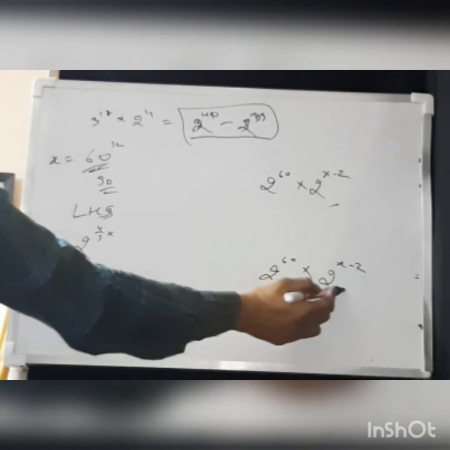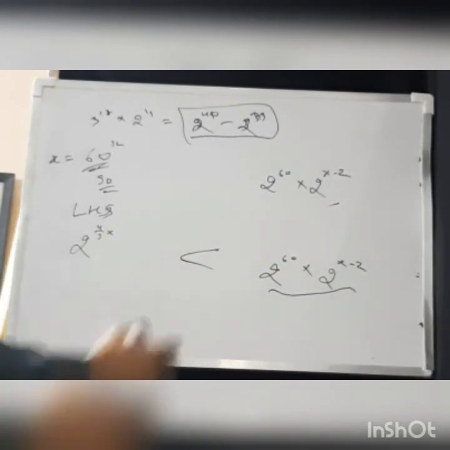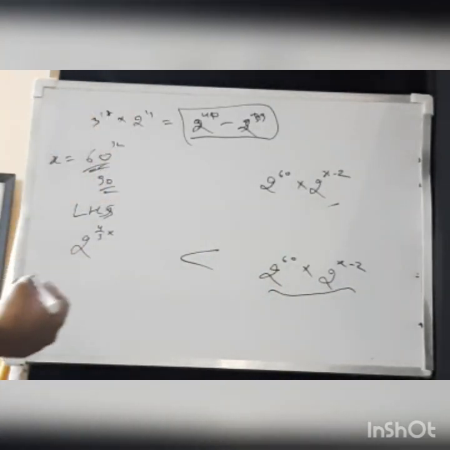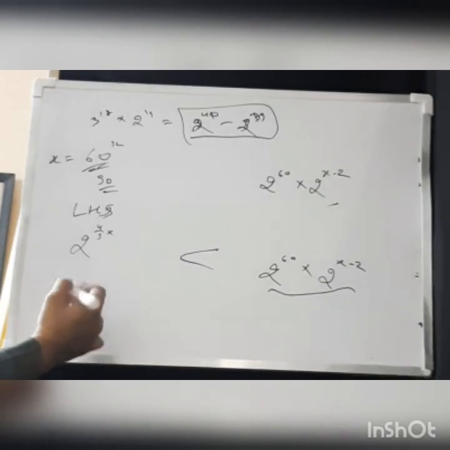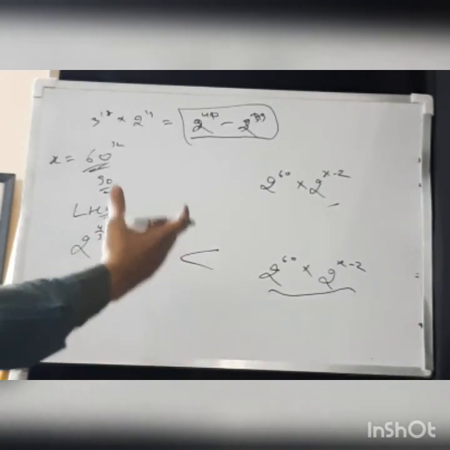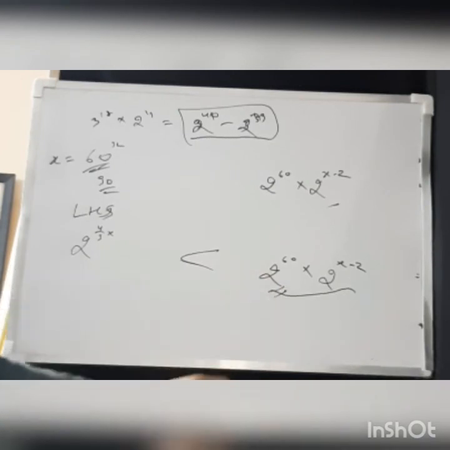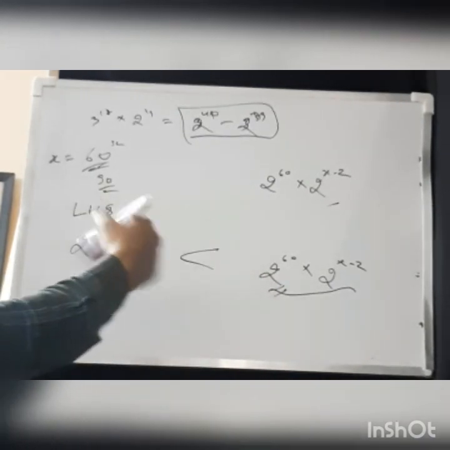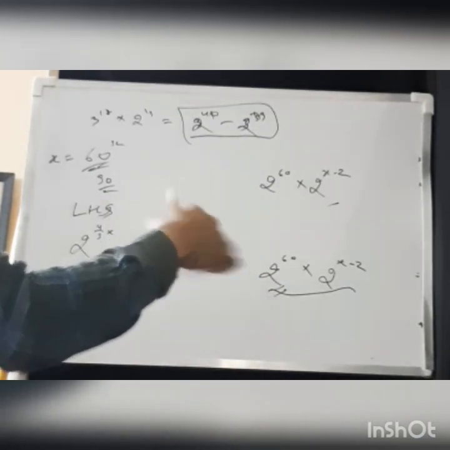Therefore, this is always going to be larger, and that's the reason why it is never going to repeat itself. That's the reason why above 2 to the power 60, this procedure is never going to repeat itself.